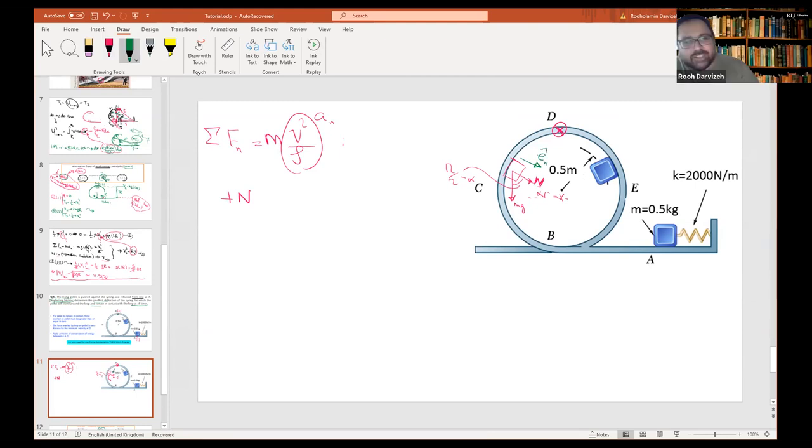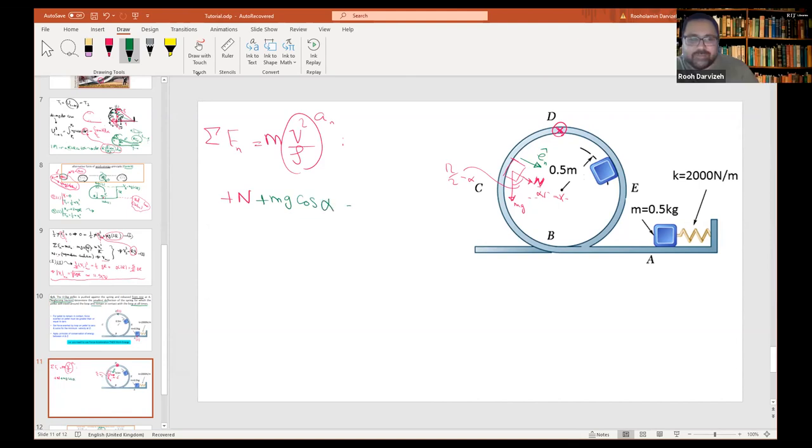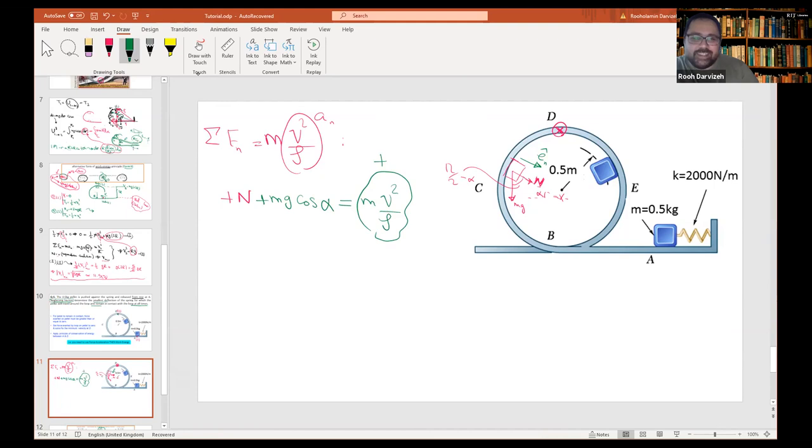N plus mg cosine alpha equals m v squared over a. This is always positive. Do you agree? This one is always positive as well. It's mg minus mg cosine alpha.